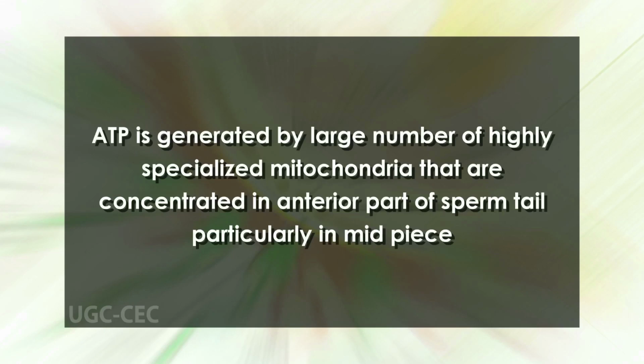The acrosomal vesicle is a specialized secretory vesicle present in most animal sperm and is derived from the Golgi apparatus, containing hydrolytic enzymes needed for digestion of extracellular coats surrounding the egg. The motile tail of a sperm is a long flagellum. The motility of the flagellum is caused by the sliding of microtubules driven by dynein ATPase activation. The ATP is generated by the large number of highly specialized mitochondria that are concentrated in the anterior part of the sperm tail, particularly in the midpiece.